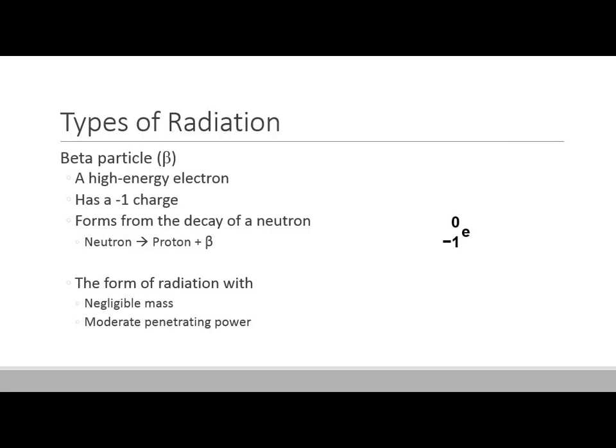As an electron, it has a -1 charge, and it actually comes from a neutron. If you have a neutron, it can decay, turning into a proton and a beta particle. Right? Beta particles are negative, protons are positive, so it makes sense that when they combine, you form a neutron. So this form of radiation has a negligible mass, right? Electrons are very, very low mass, and it has a moderate penetrating power. So in this case, it can penetrate a little further.